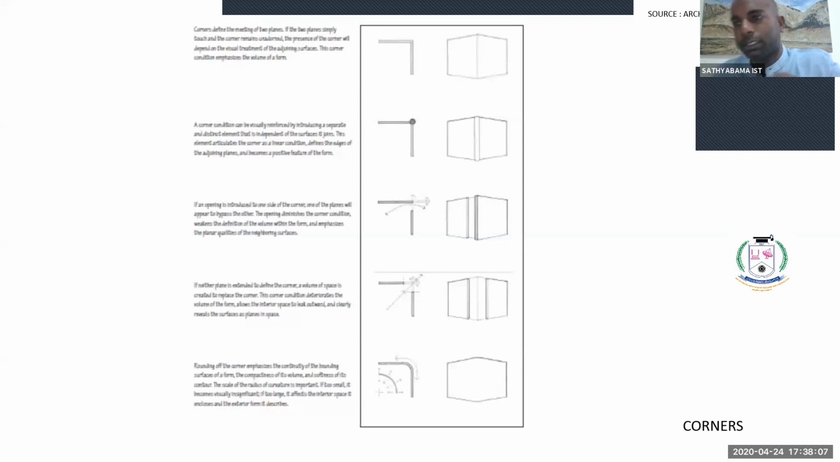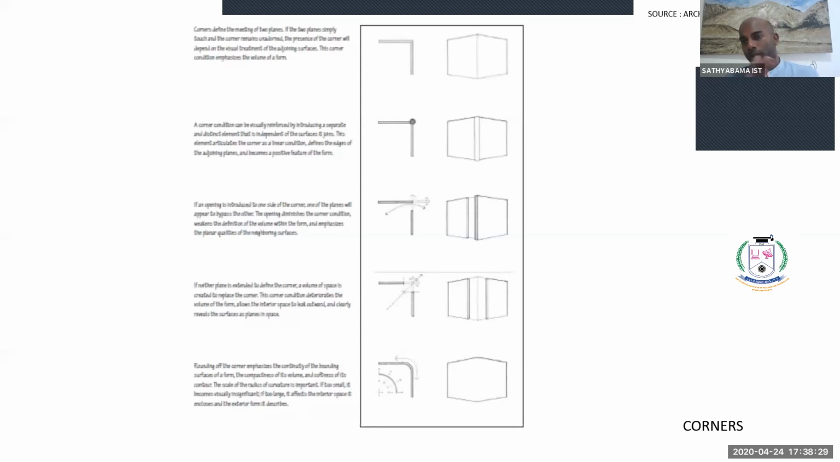The third instance is where the corner is actually erased. The minute you do that, what happens? The space from inside begins to leak outwards. So when you're standing outside and you look at it, it feels like it kind of blends into the interior.